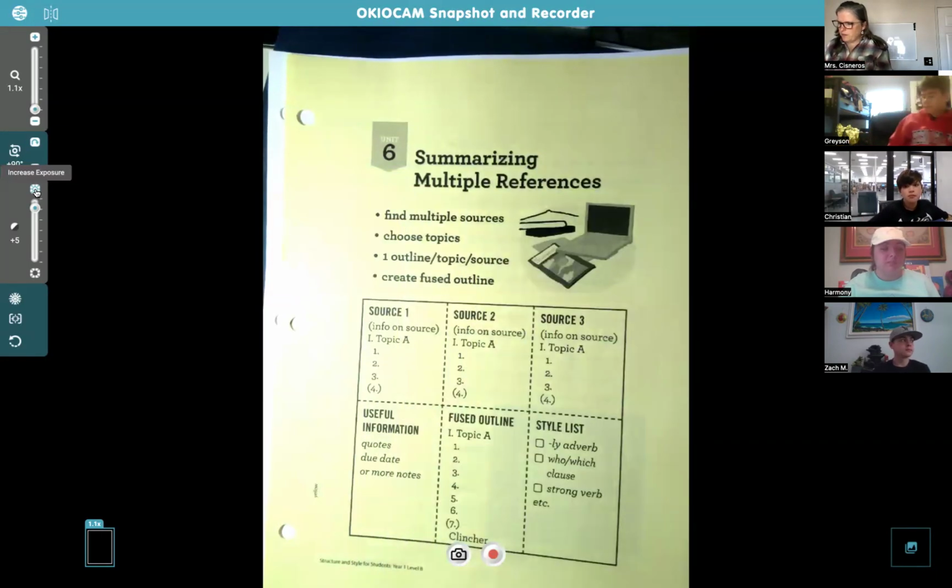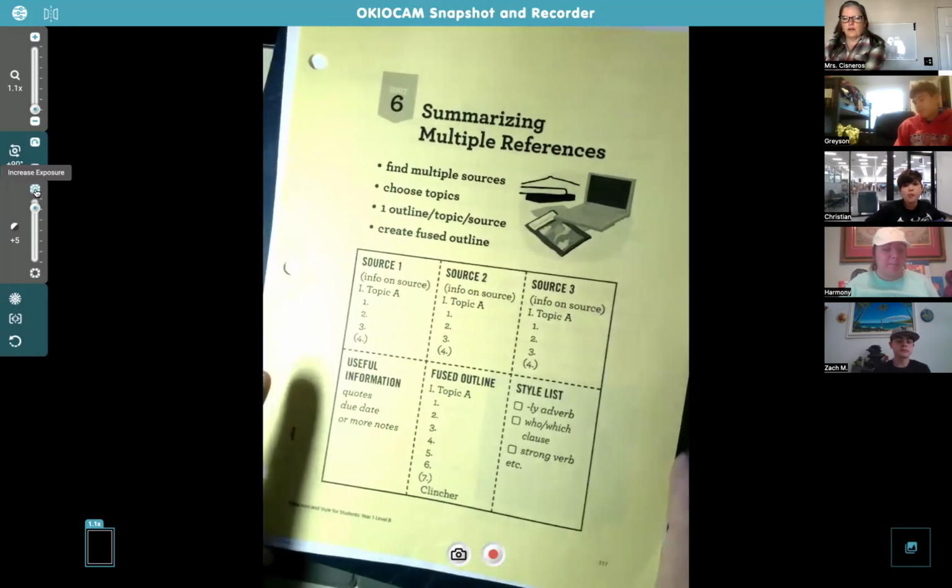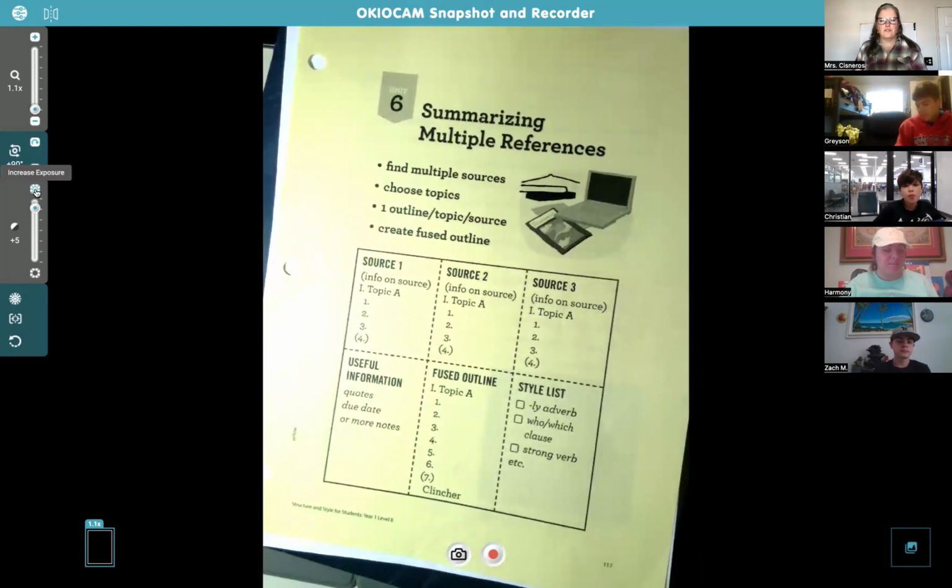And we can look at that yellow page really quick, because this is what we're going to use. This is the style of setting up your keyword outline. I know Harmony knows about this, and Christian, because they both have had my class before. This is when we use the big white pages at the back of the binder. You guys remember that?